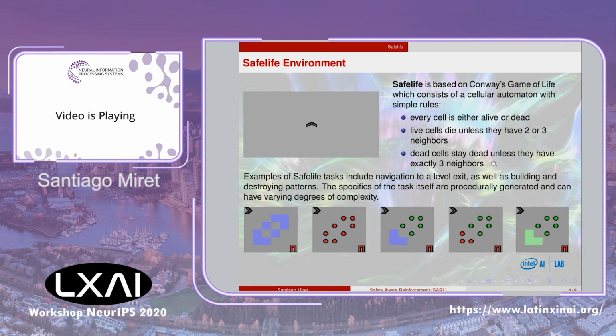And because of that, we chose to work with the SafeLife environment, which is built by our collaborator at the Partnership on AI. And it's based on three simple rules. Every cell is either alive or dead. Live cells die unless they have 2 or 3 neighbors. And dead cells stay dead unless they have exactly 3 neighbors. With just these 3 simple rules, as you can see on the top left, we can already create a whole bunch of dynamical patterns that can sometimes take on a life of their own, and the agent has to interact with that and perform tasks inside those environments.